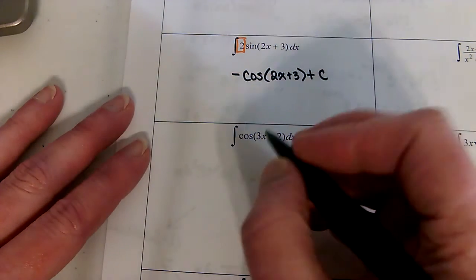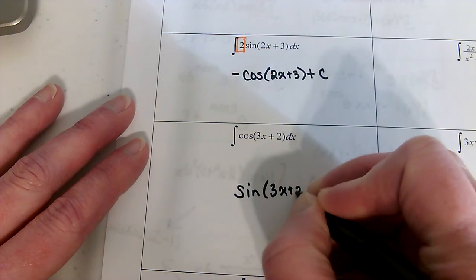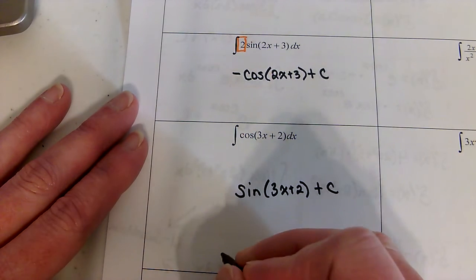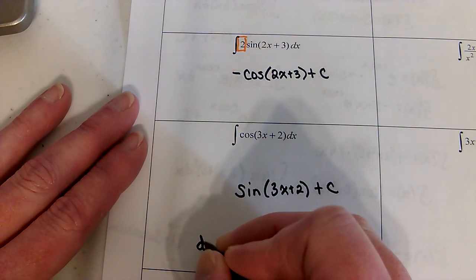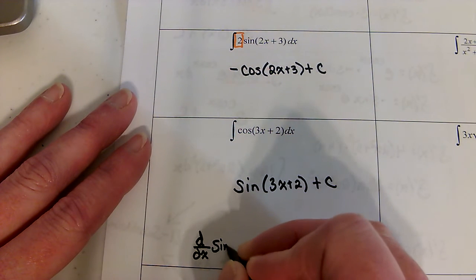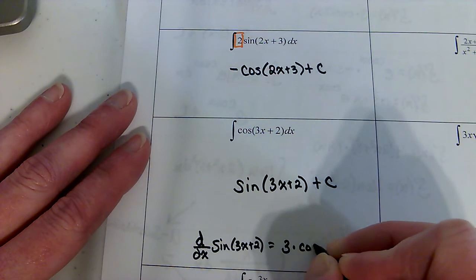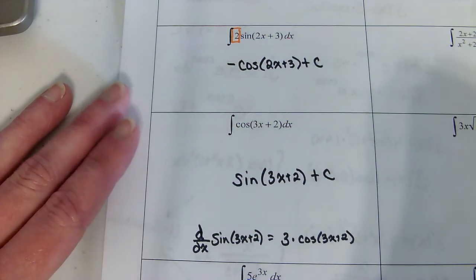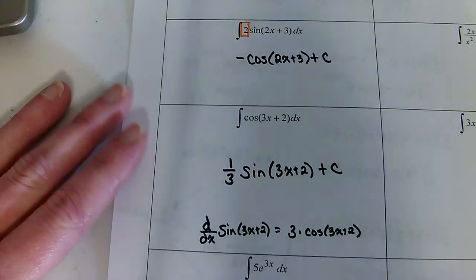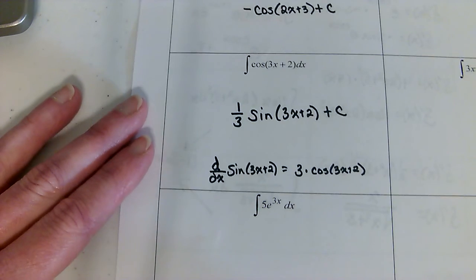Because if I took the derivative, I know it would have been a sine to get a cosine of 3x plus 2. But if I took the derivative of sine of 3x plus 2, it would be 3 times cosine of 3x plus 2. But I don't have the 3 there, right? So what would make it go away? Well, if I put a 1/3 out in front, that would make it go away. Aha.